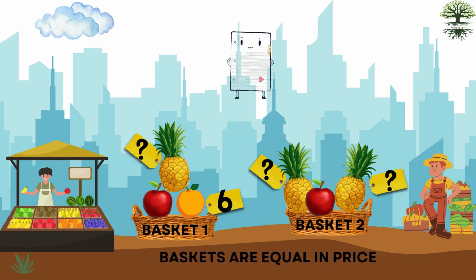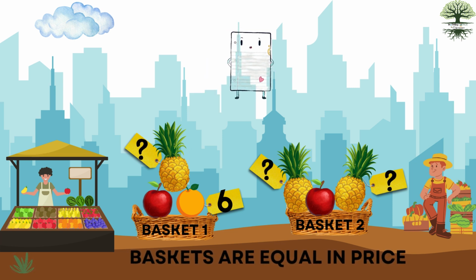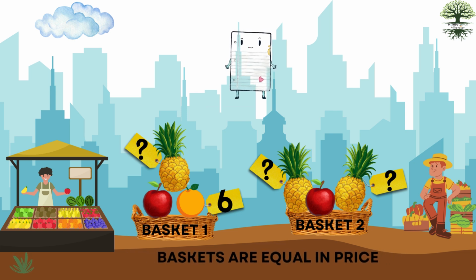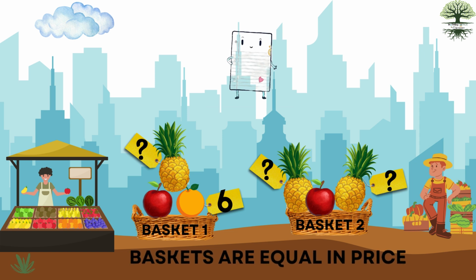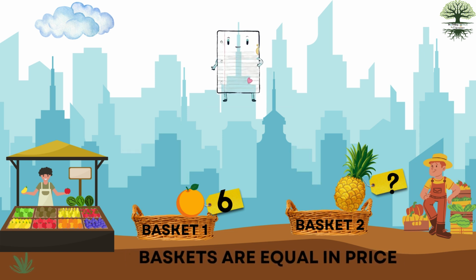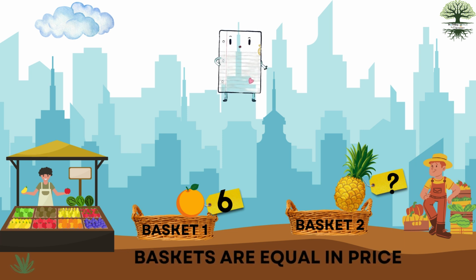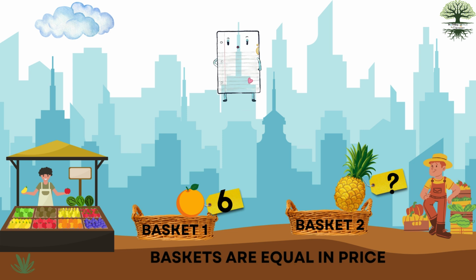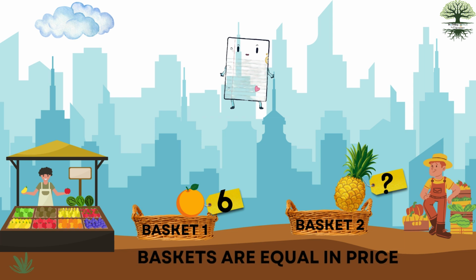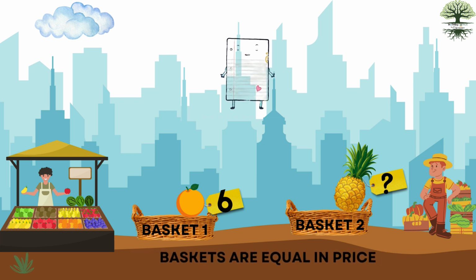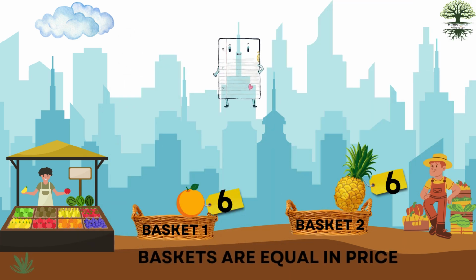Since we know the baskets are equal in price, we can simplify them step by step. Both baskets have 1 apple and at least 1 pineapple. Let's remove 1 apple and 1 pineapple from each side to simplify things. In basket 1, this leaves 1 orange. In basket 2, this leaves just 1 pineapple. Now, the problem is much simpler. We know the remaining items in both baskets are still equal in price. So 1 pineapple's price is 6.